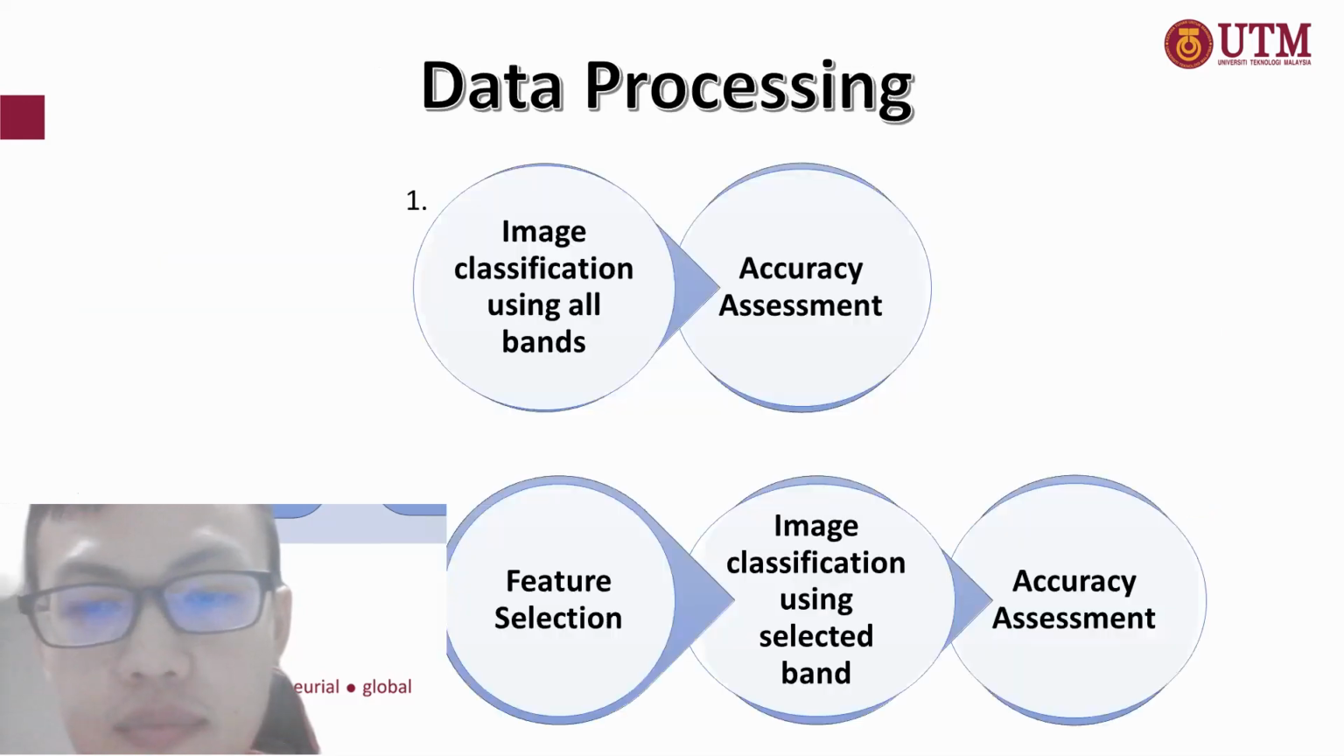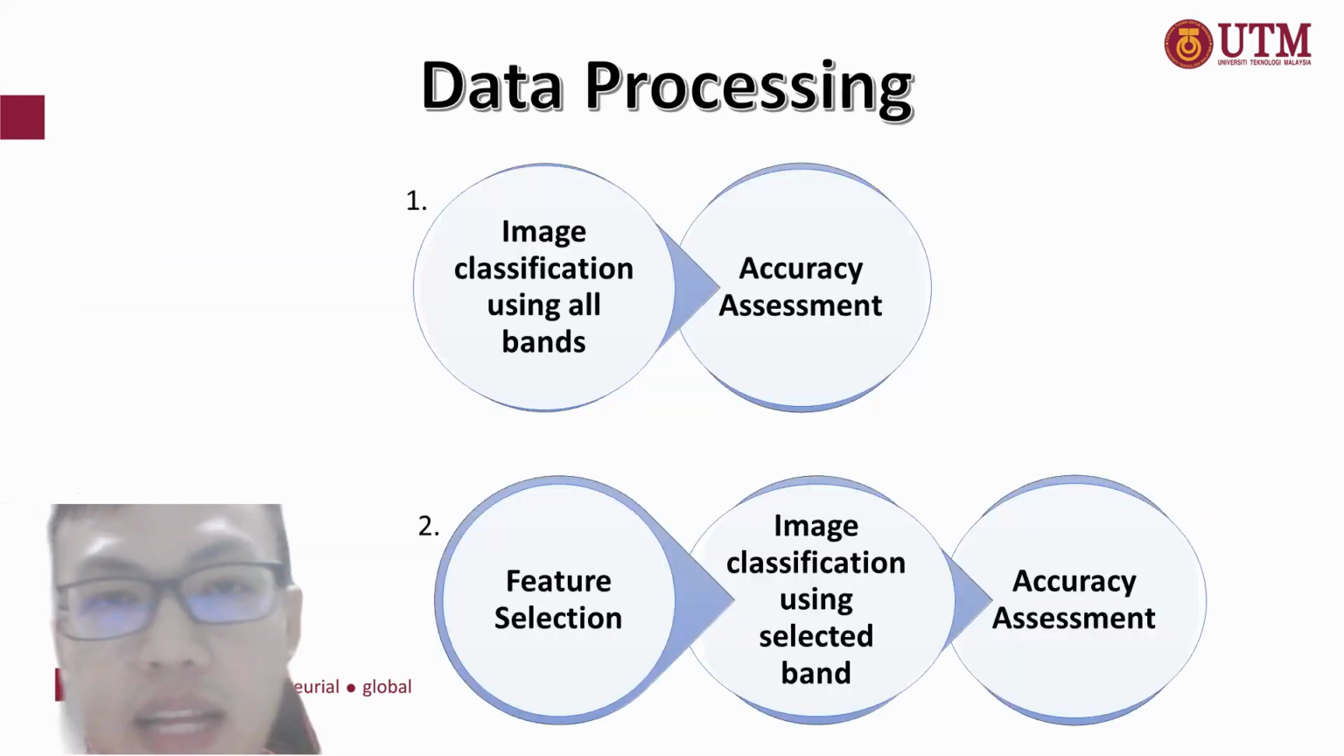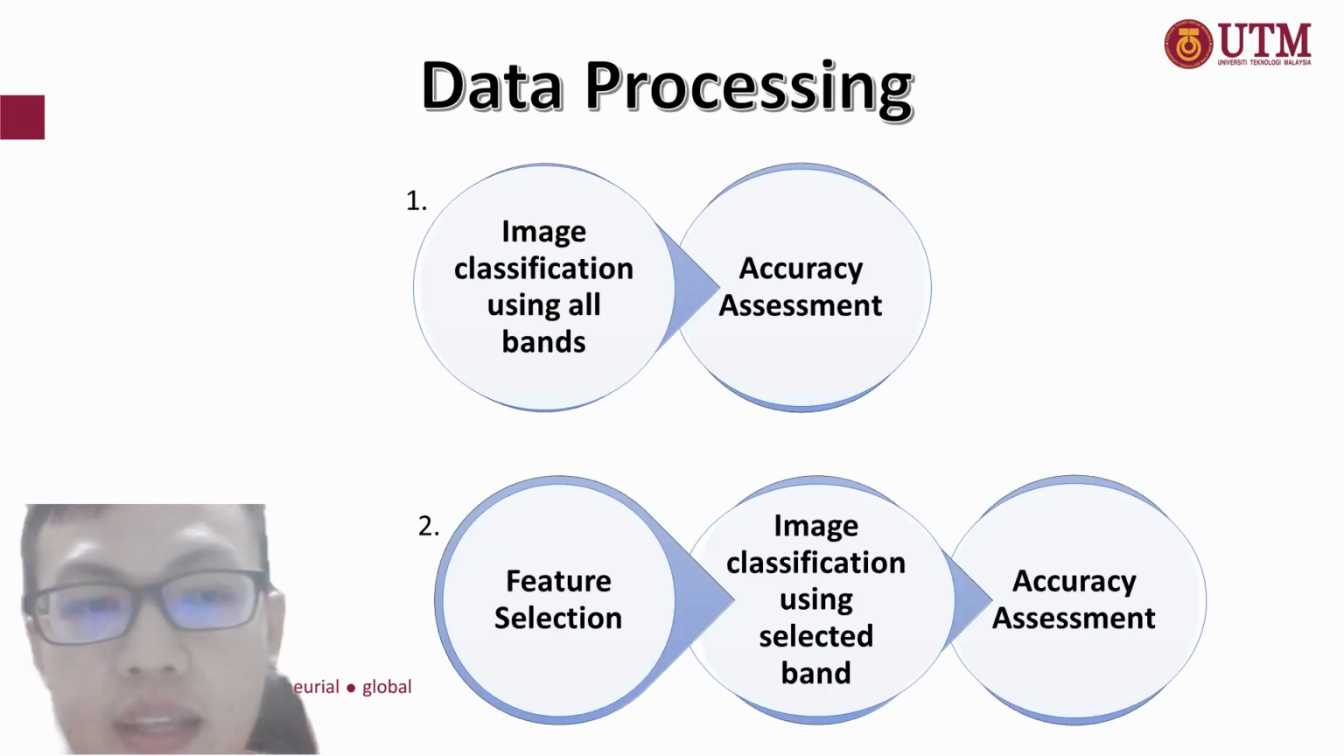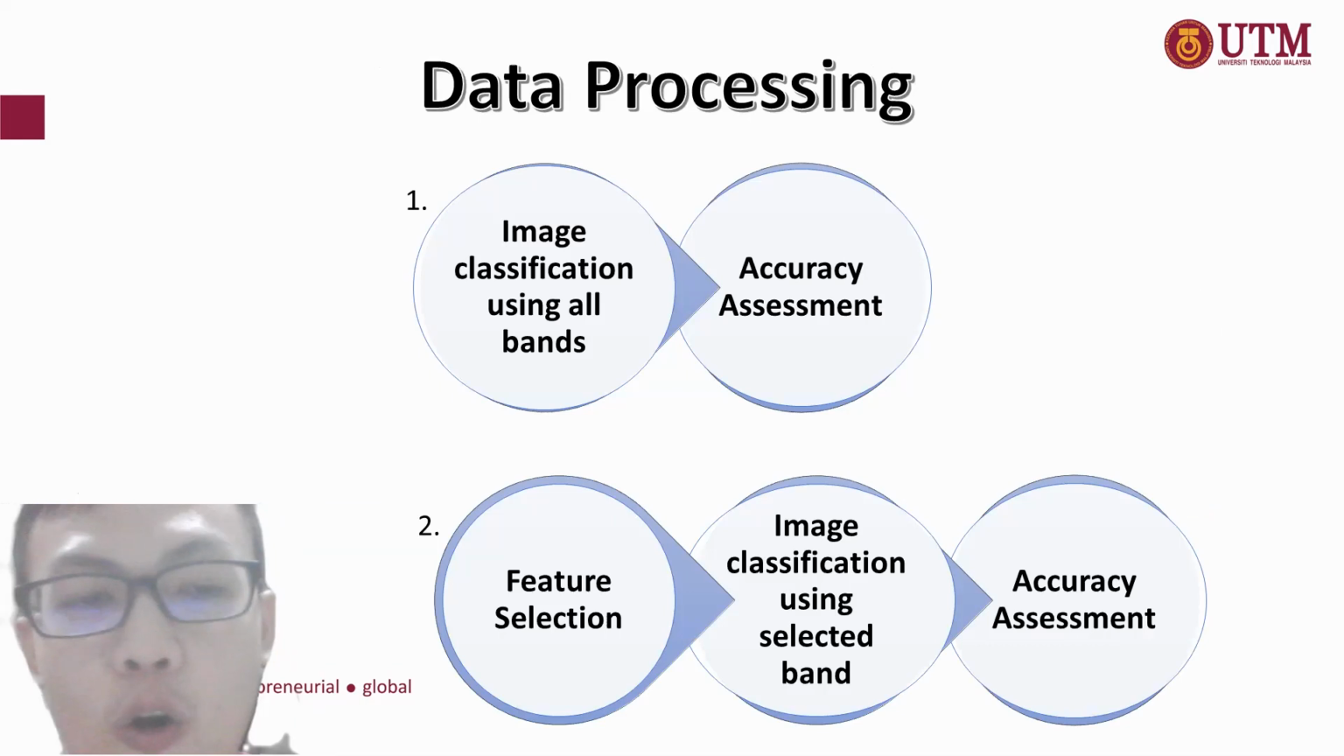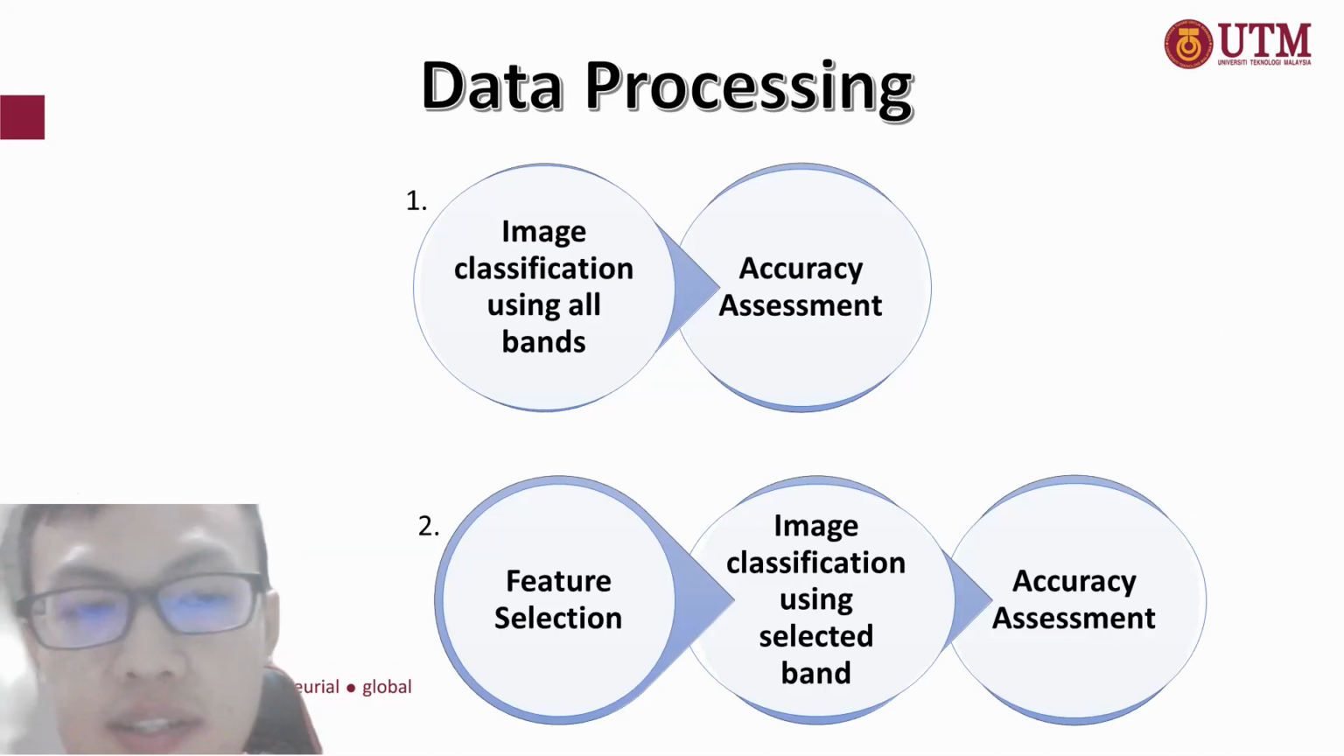Next is data processing. Data processing is divided into two phases. The first phase uses the image classification using all bands to do the classification, and it will come out with the accuracy assessment. Second, I will use the feature selection method to select the useful bands, which can bring benefit to the classification result. And then I will use the selected bands to do the image classification.